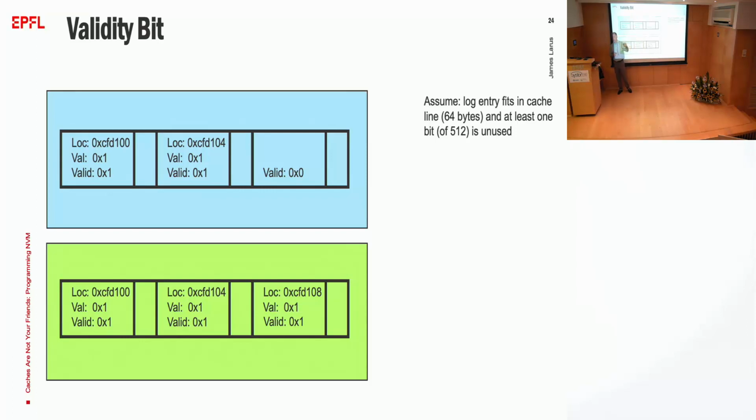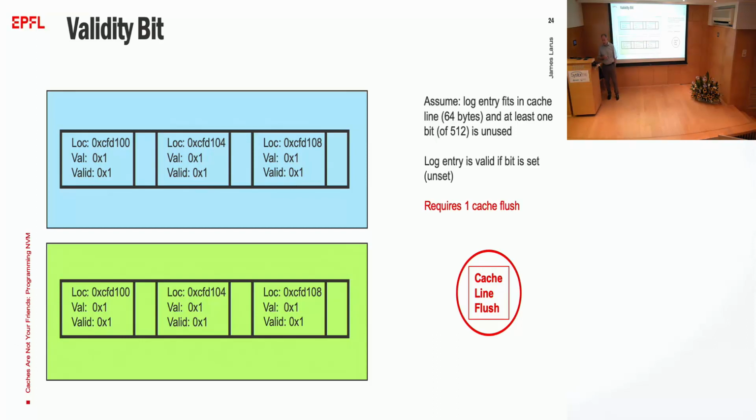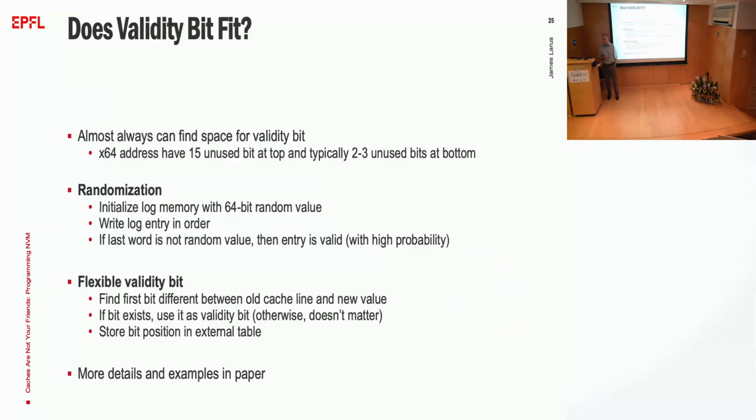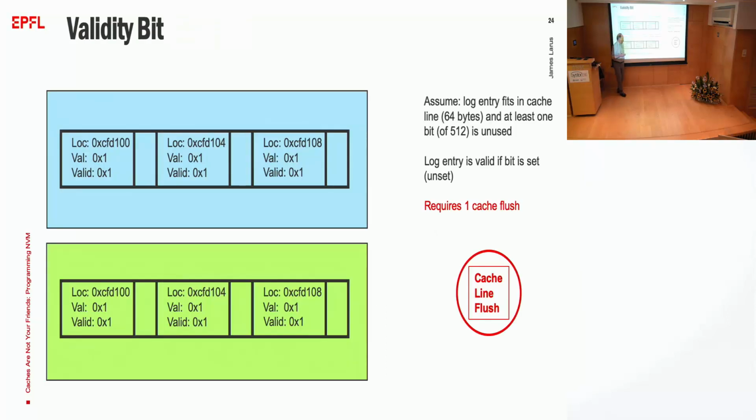We write the valid bit last in this cache line. We make sure the log entry fits in the cache line. We write the valid bit last. And so when we look in the non-volatile memory, if the valid bit is set, that means that everything else in that log entry has also been written to non-volatile memory. And we do it with a Cacheline flush, and we guarantee that all of this goes to non-volatile memory. So we've gotten rid of one of the Cacheline flushes. We don't need to worry about the second Cacheline flush with this.